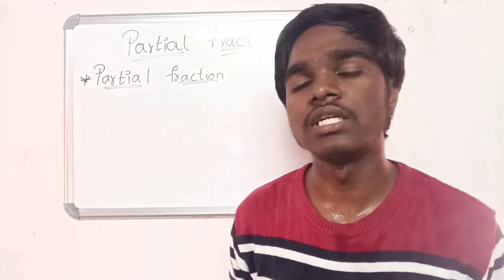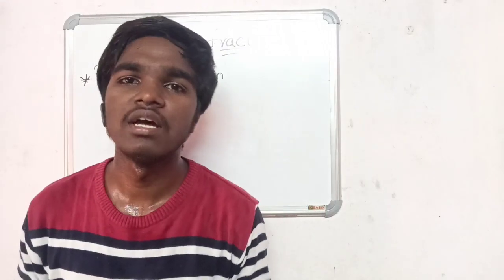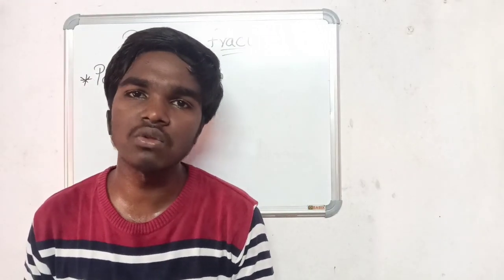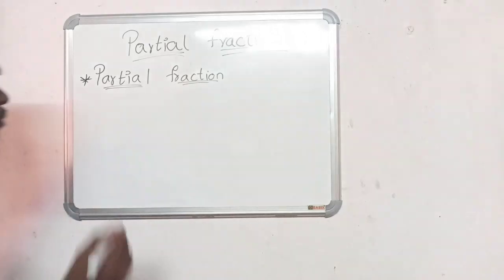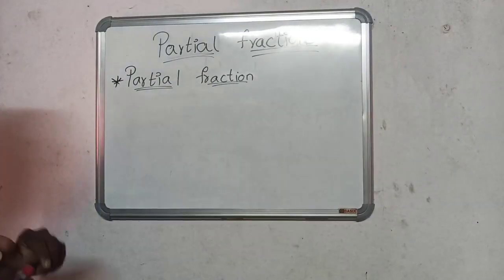Last keyword, partial fractions. What is a partial fraction? Resolving a given rational fraction into a sum of two or more simpler fractions is called a partial fraction. Resolving a rational fraction into partial fractions. For example, let us take an example for partial fraction.